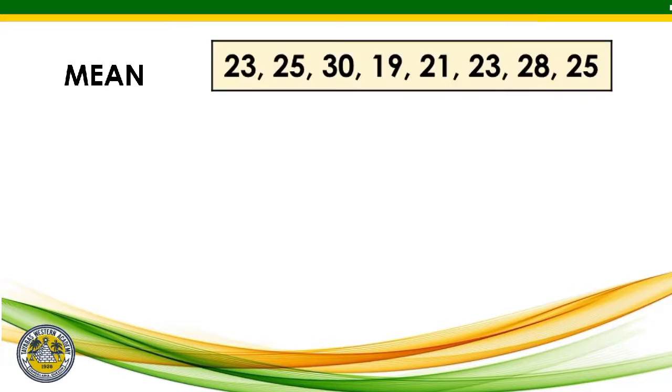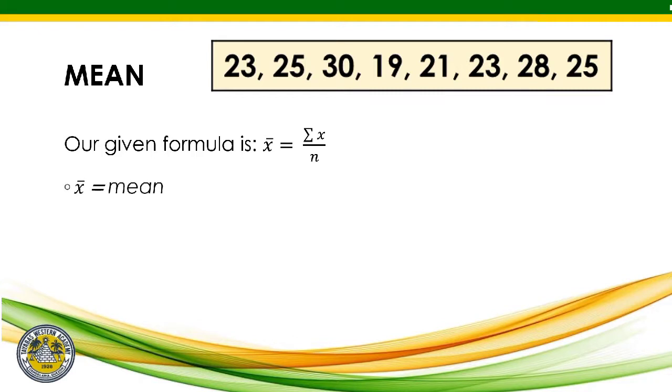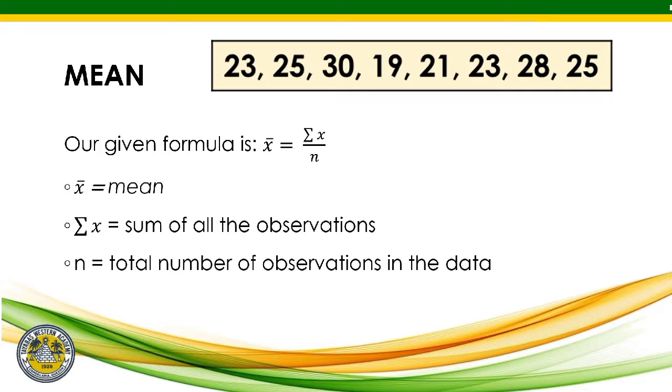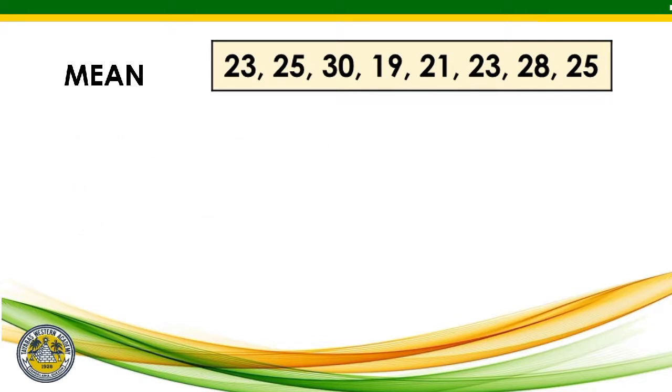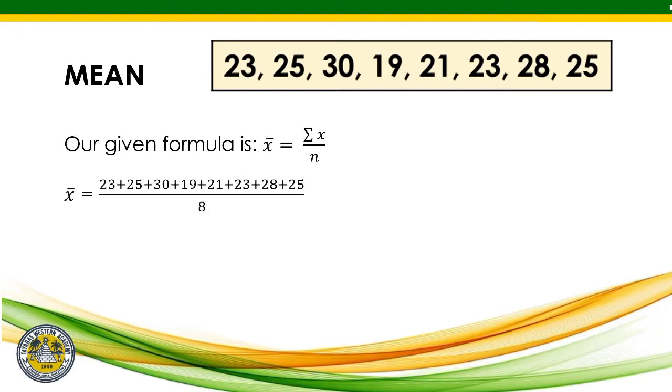First, let us have the given. And then let us have the given formula, wherein the mean is equal to the sum of all the observations divided by the total number of observations in the given data. And then of course, we substitute into the formula. So the mean is equal to 23 plus 25 plus 30 plus 19 plus 21 plus 23 plus 28 plus 25, divided by 8. All in all, we have 24.25 as our mean.